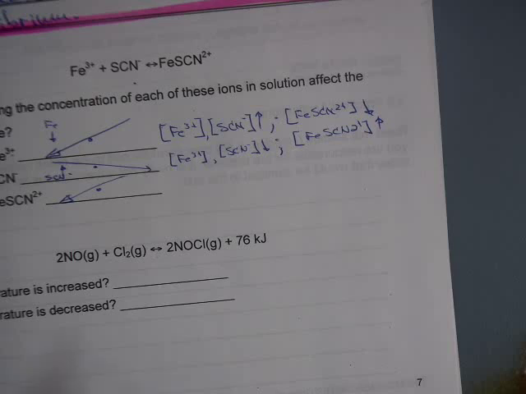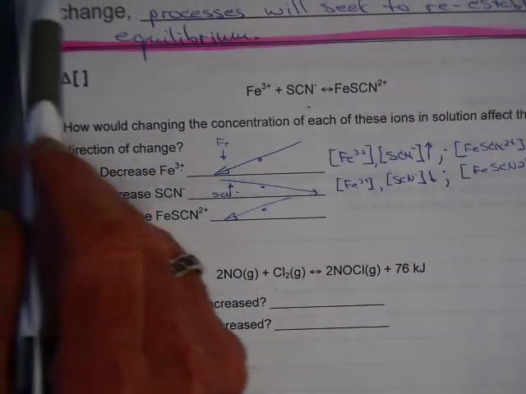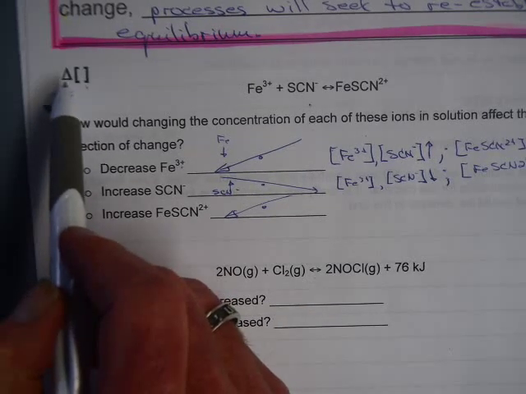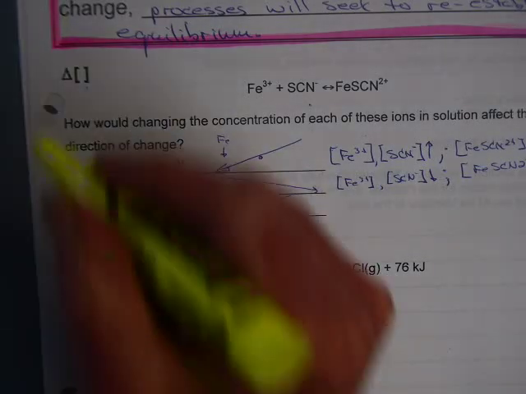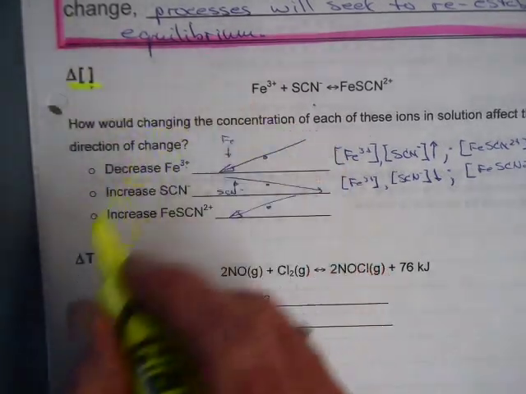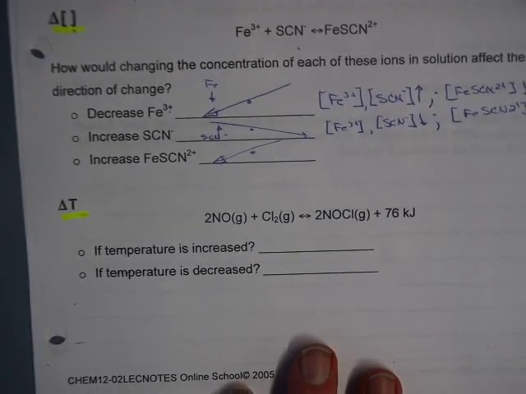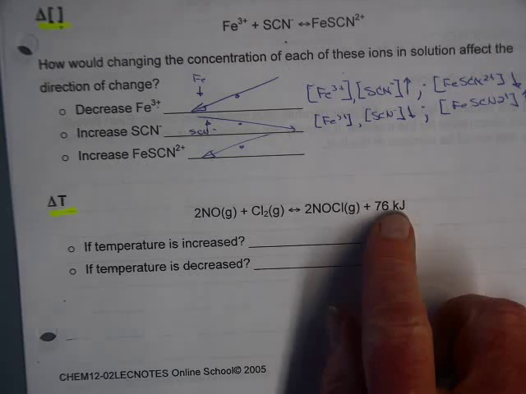Now, that is off on the left-hand side here. Delta, that means that these are different ways of doing it. Changing the concentration. So the first type is changing the concentration. Okay? The second one down here is changing the temperature. And again, this depends on whether it's an endothermic or an exothermic. In this example, because the 76 kilojoules is on the product side, that means that this is exothermic.